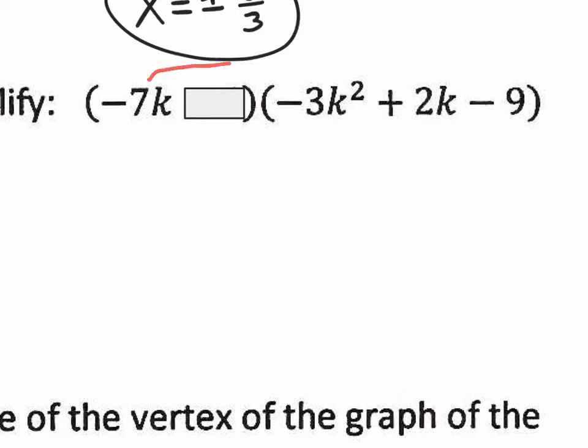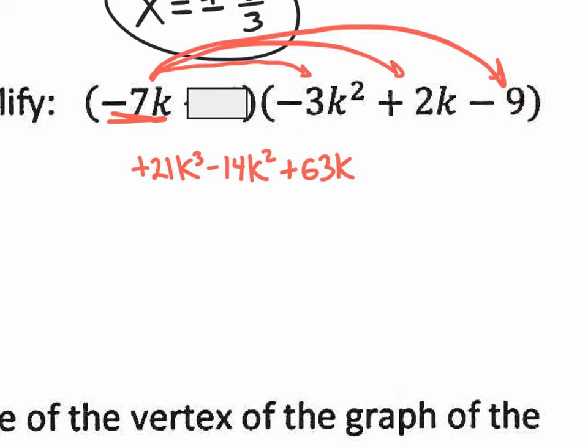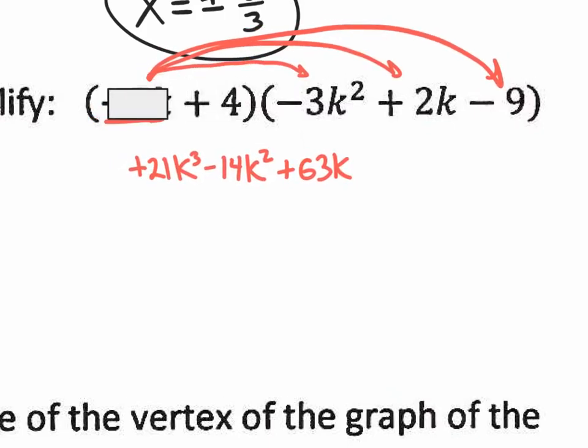So negative 7k times negative 3k, that's positive 21k to the third. And then negative 7k times 2k, that's negative 14k to the second. And then negative 7k times negative 9, that's positive 63 with one single k. So I've distributed the negative 7k. Now what I'm going to do is distribute the other term. So let's move this over, cover this up, and distribute the 4.